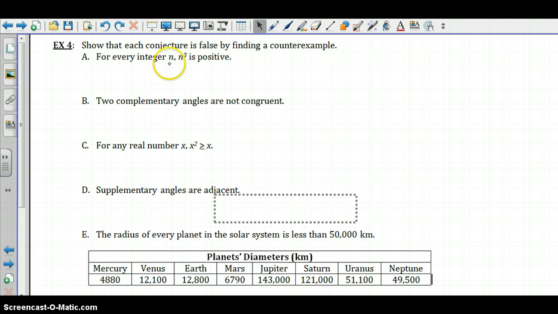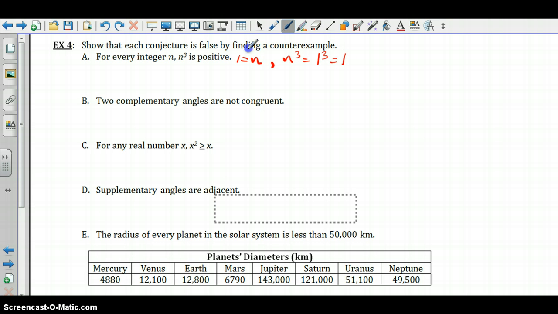So if I think of an integer, one of the easiest ones to use is the number 1. Then n to the third is said to be positive. Well, let's test that. If I use the number 1 for n, then n to the third would equal 1 to the third, and that is 1.